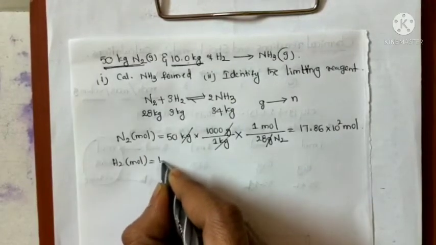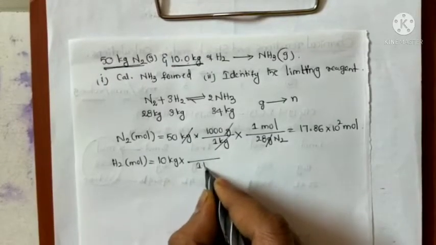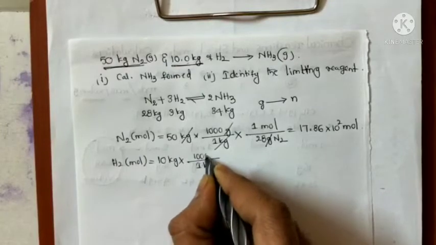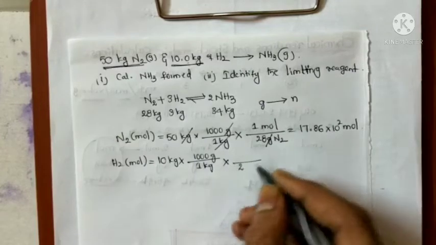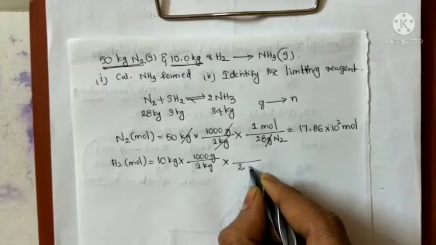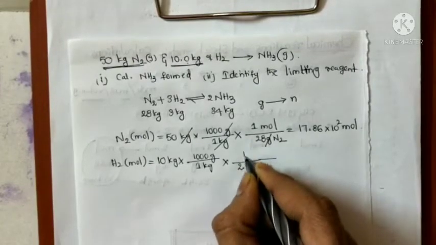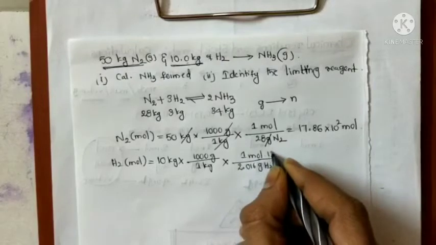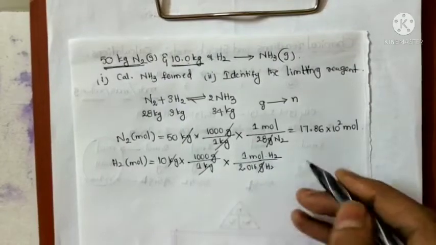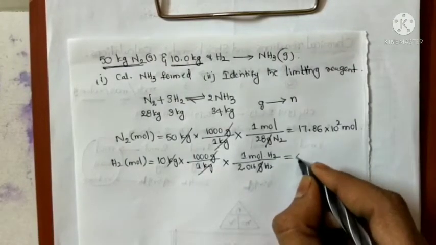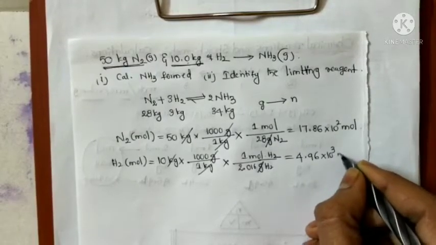Next one is hydrogen moles. That is also 10 kg given. So 1 kg equals 1000 grams, into, approximately 2, but we reference it as 2.016 grams of hydrogen containing 1 mole. Now grams cancel, kg cancel. So we got the value 4.96 into 10 to the power of 3 moles.